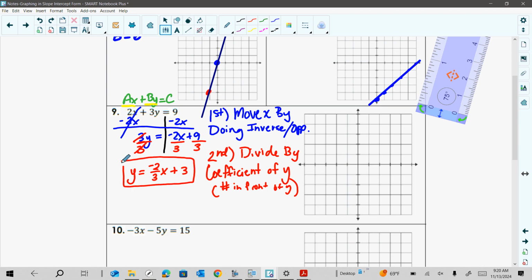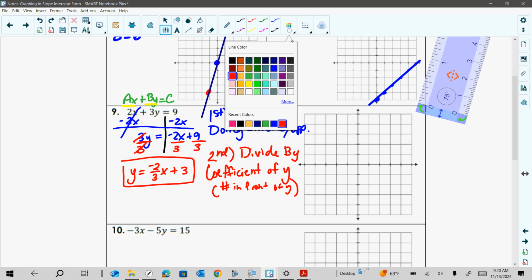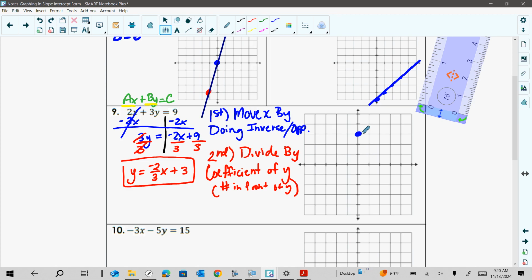I'm going to graph, just like the ones we did before. We're going to start off with the y-intercept. Which value is our y-intercept? Yep, so on the y-axis, go up to 3, put a point there. That's your starting point. And then we're going to need to use our slope. Okay, our slope is negative 2/3 here. So that means we count down to the right 3.